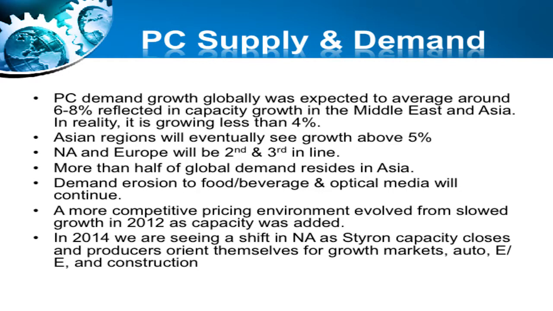So PC capacity was built with the intent to get 6 to 8% in terms of average growth. In reality, it's less than 4%. Asian regions will see something a bit above that. North America and Europe will be less. But more than half the global demand does reside in Asia, so that's why all the new plants are being built there. In addition to optical media demand erosion, the erosion in food and beverage has also been a factor of the market based on the BPA controversy.